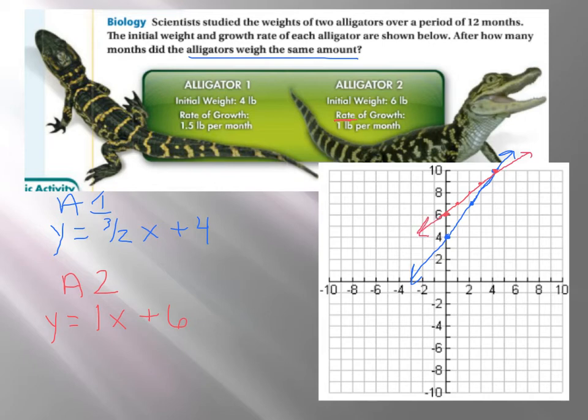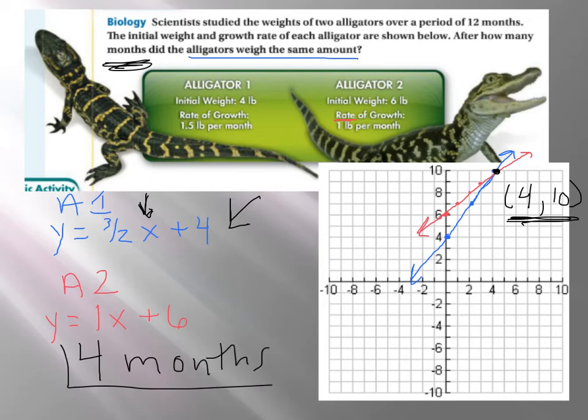So here is where they cross each other. At this point, it is (4, 12). But that's not what my answer is. When you're given a word problem, you have to relate what the answer tells you. I'm asking how many months until the alligators weighed the same amount. If I look at my equation, my months would be my x, because how much the alligator weighed depends on how many months it was alive. So my answer here would be my x value, which is 4 months. The 2 alligators weighed the same amount.